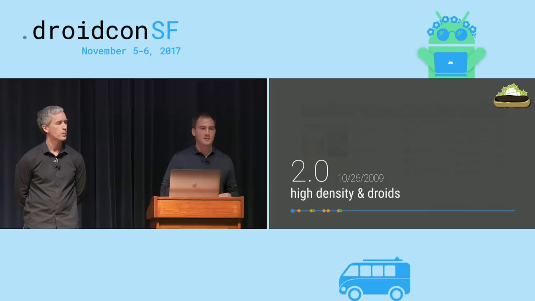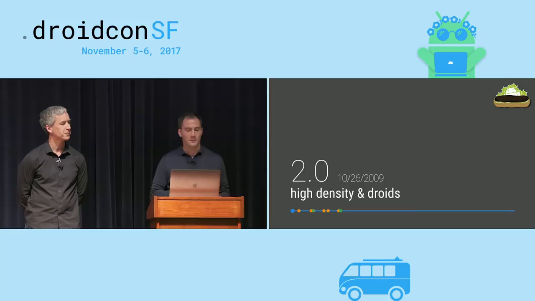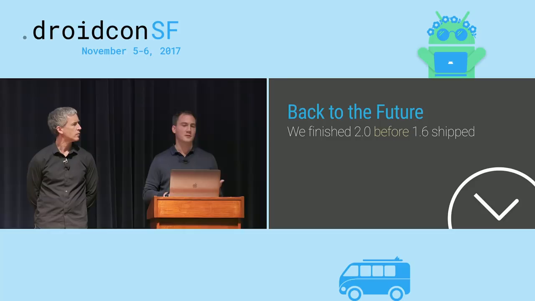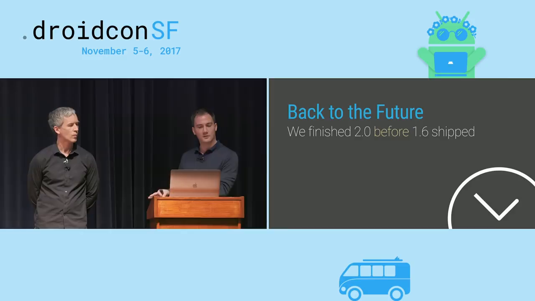All right, so that was in September. And in October, we released Android 2.0, or Eclair, which doesn't make any sense. So what happened was we finished 2.0 before 1.6. Again, round off error. And we kind of worked on both at the same time. That would not be the last time. Hopefully, we stopped doing that, which is great. I enjoy having a life and sleep nowadays.